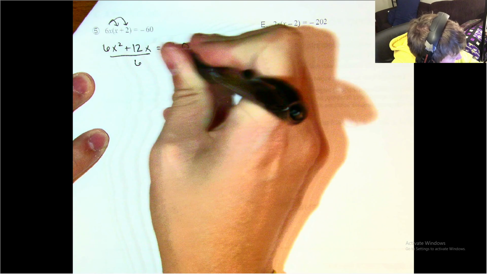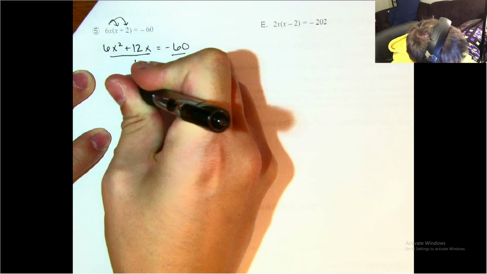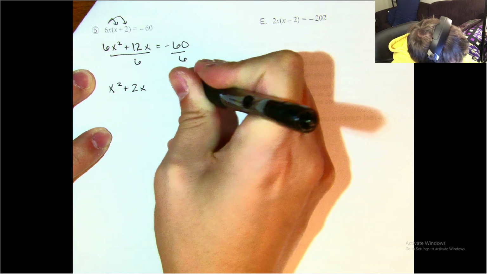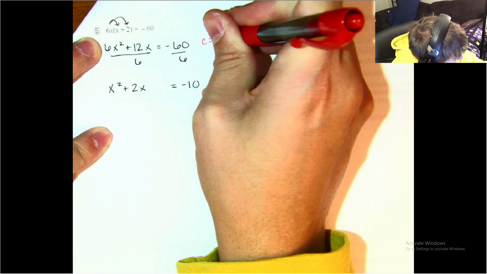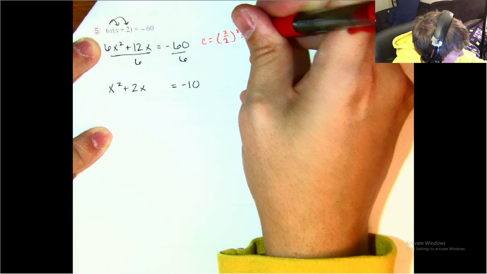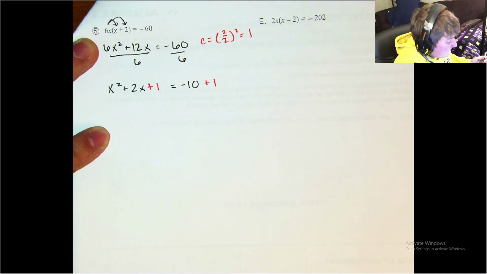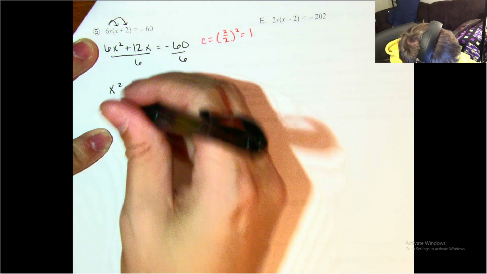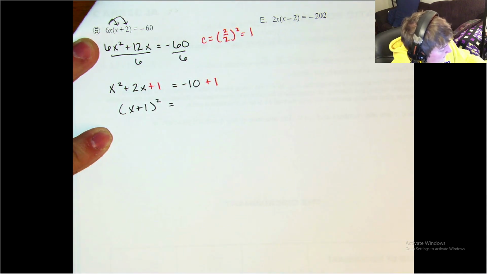So we still need to get the a value as 1, so we're going to divide by 6. So we get x squared plus 2x is equal to negative 10. And then my new c value here is going to be 2 divided by 2 squared. 2 divided by 2 is 1, and 1 squared is 1, so we're going to add 1 to each side. Then this is going to factor into x plus 1 times x plus 1, or x plus 1 squared, and this is going to be negative 9.